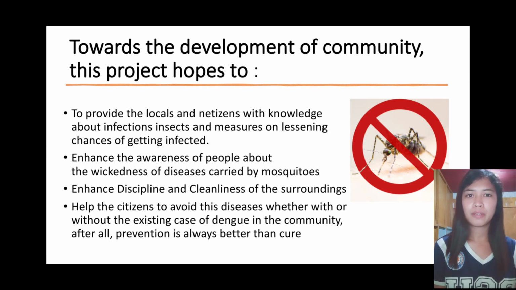So, towards the development of the community, this project hopes to provide the locals and netizens with knowledge about infectious insects and measures for lessening the chances of getting infected. Also, to enhance people's awareness of the wickedness of diseases carried by mosquitoes and enhance discipline and cleanliness of the surroundings. Another is to help the citizens avoid the disease, whether with or without an existing case of dengue in the community. After all, prevention is always better than cure.